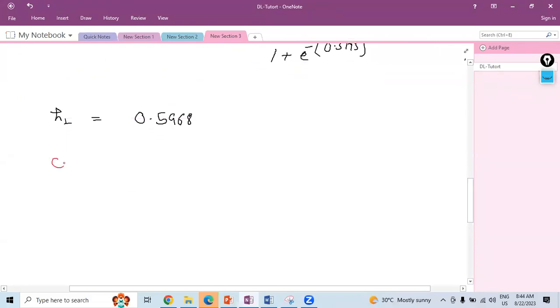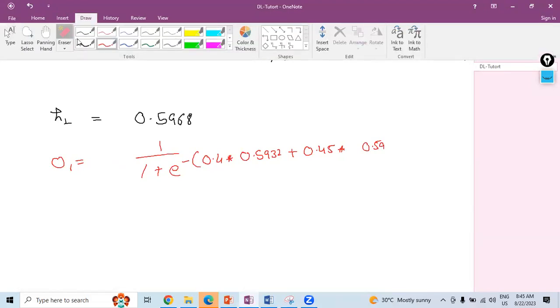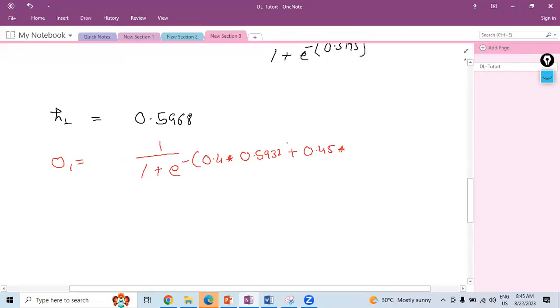So if I talk about the calculation for the O1, it will be 1 by 1 plus e to power minus, and it will be 0.4 into your H1, which was 0.5932, plus 0.45 into H2, which was 0.5968, plus your bias, which is 0.6. So after this calculation, if we pass the value into the 1 by 1 plus e to power minus this one, your O1 will come as 0.75.